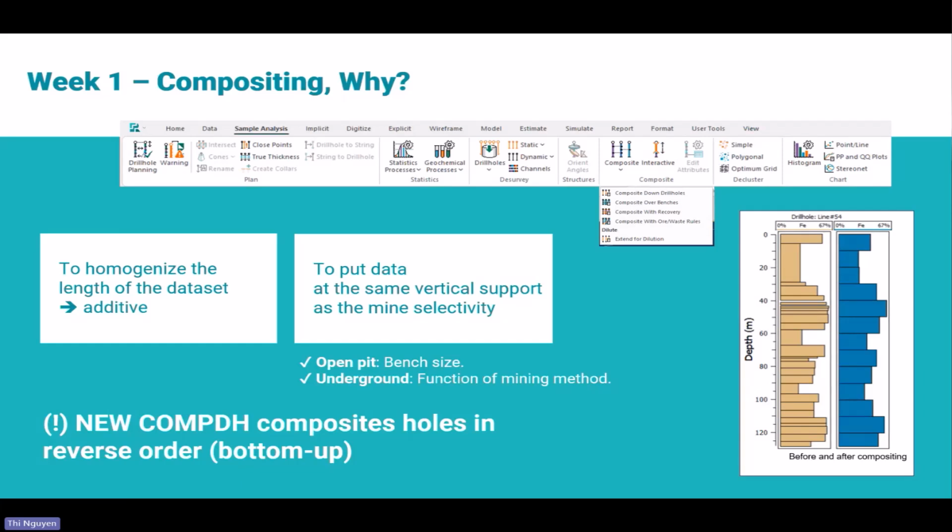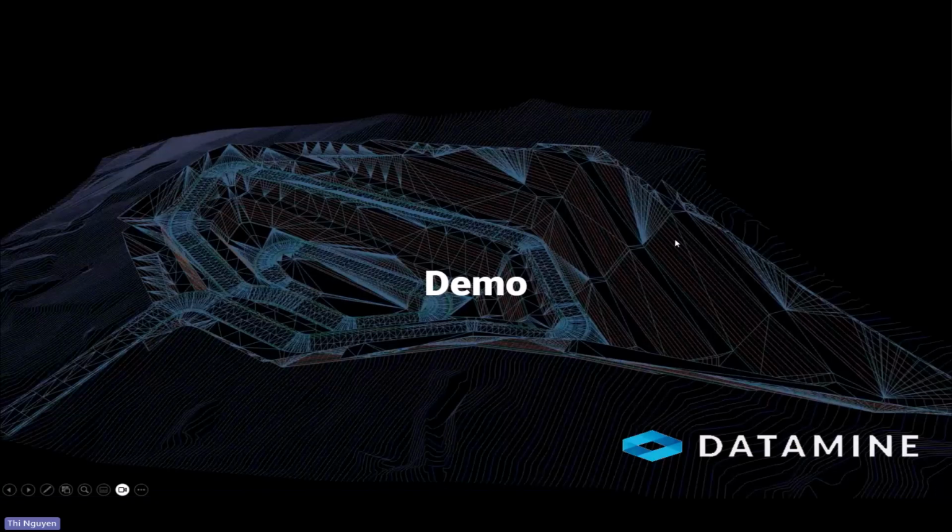If you're in an open pit, we have composite over benches as well. So if you need to composite over a vertical bench, this might be more important. And obviously the traditional tool that we do use is just to composite down the drill hole. So that's what we will be doing for this session. I'll kick off with the demo.